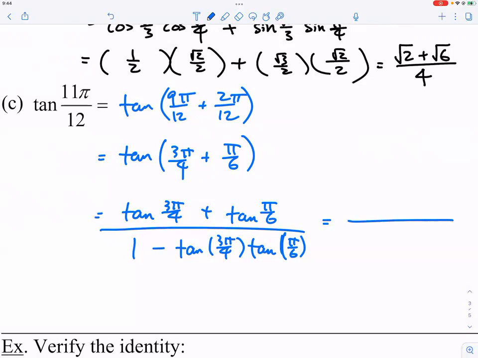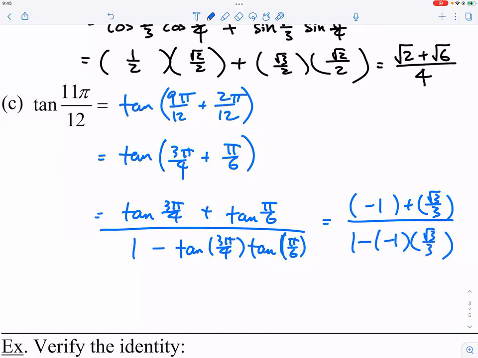All right, what's tangent of 3 pi over 4? -1. Tangent of pi over 6? Root 3 over 3. And then 1 minus. Now, what I've seen a lot in the past is that students may not realize that they are multiplying here, or they thought they knew, but then somehow they did something else.